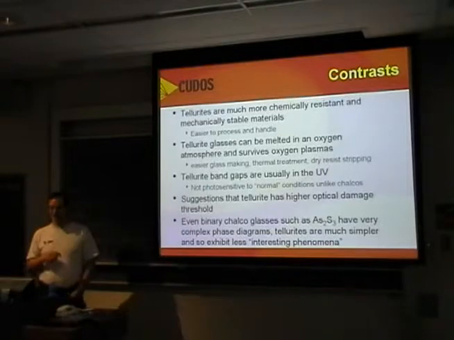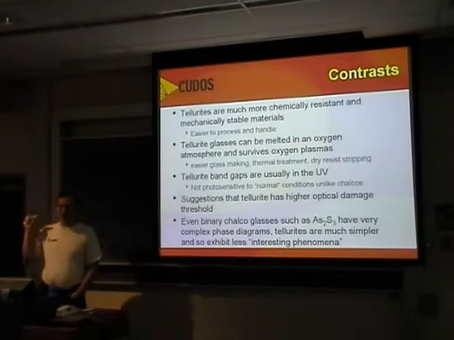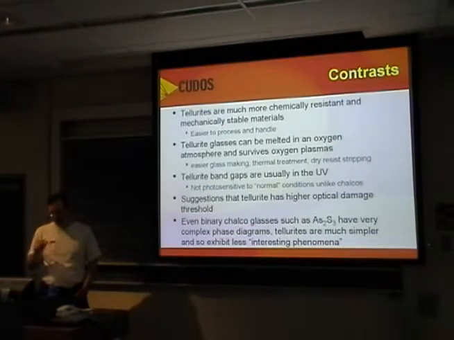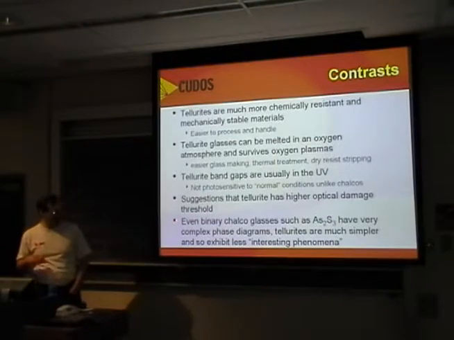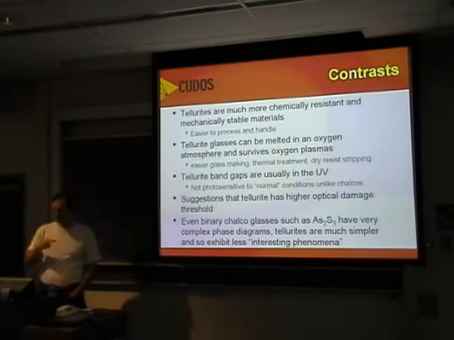The band gap of tellurite is typically in the UV, so unlike chalcogenides, they're not photosensitive to normal 1550 type radiation. There's also a suggestion out there that tellurite has a higher damage threshold. And lastly, but not least, this has been a particular bugbear for us in a lot of the chalcogenide work that we do.